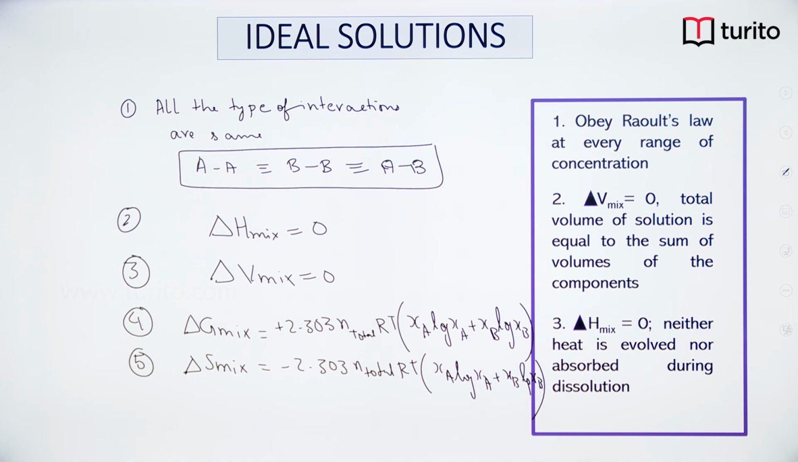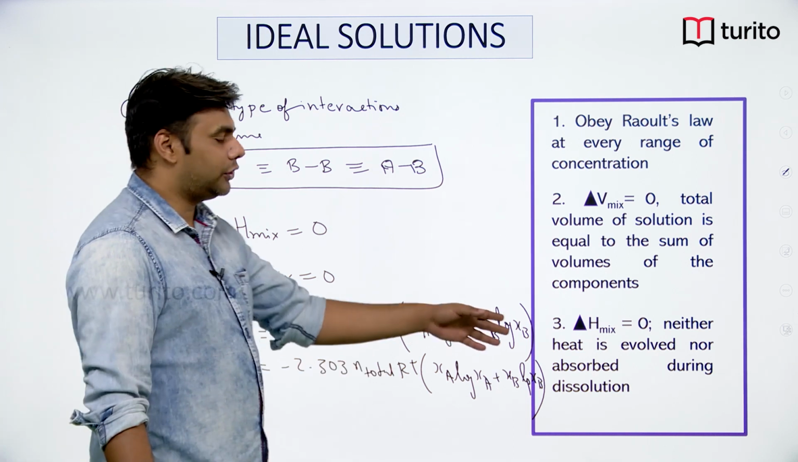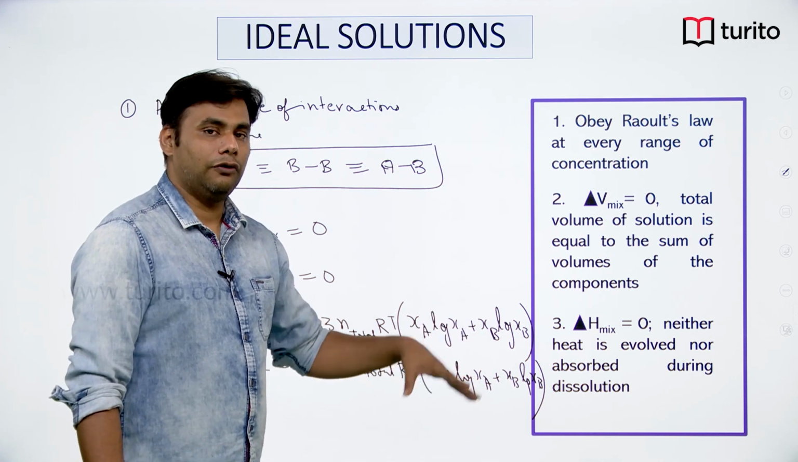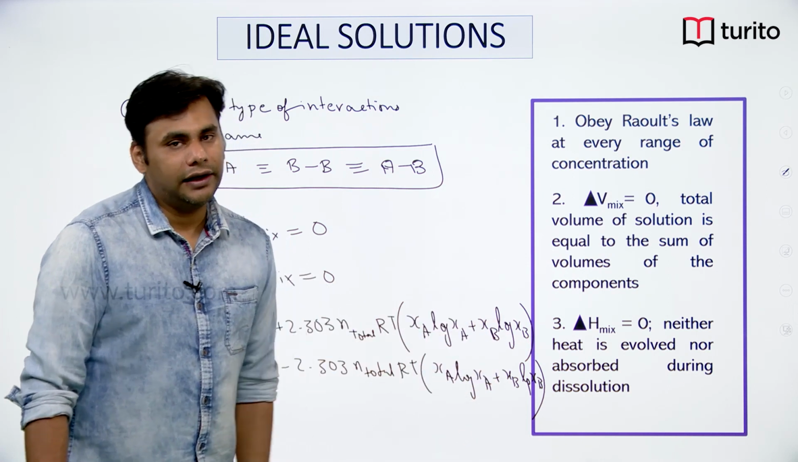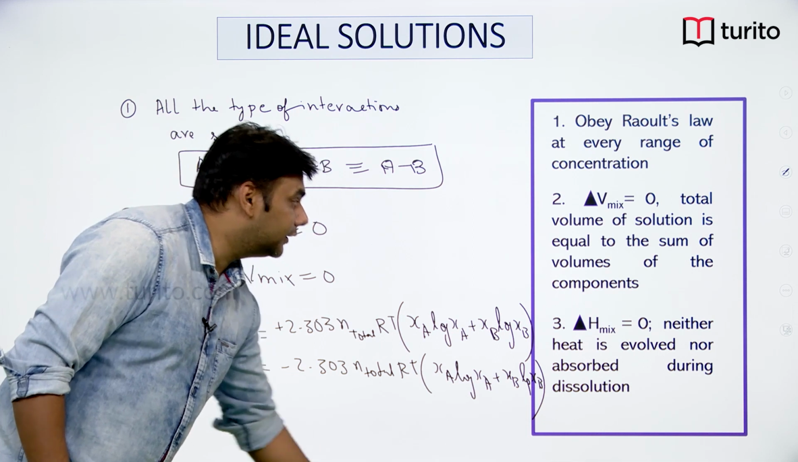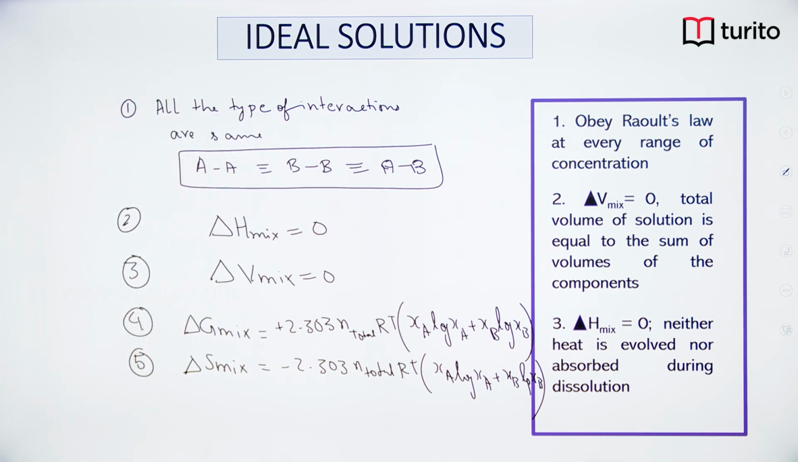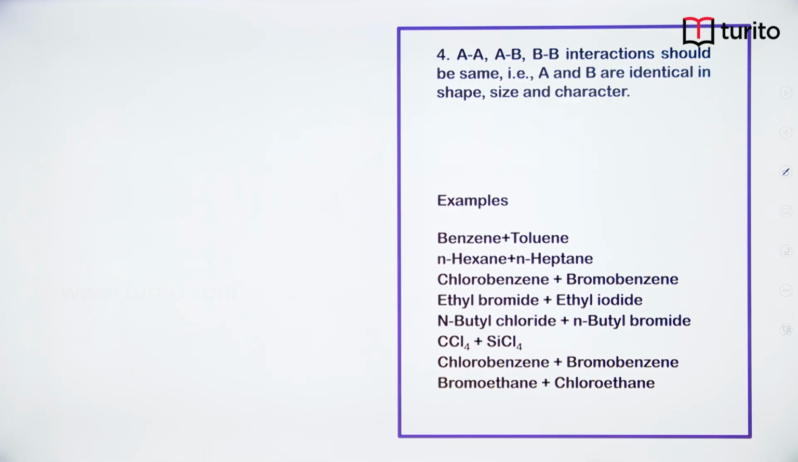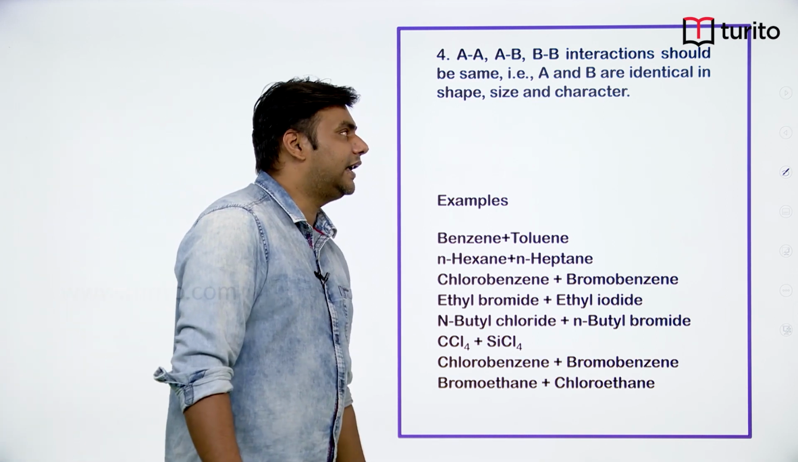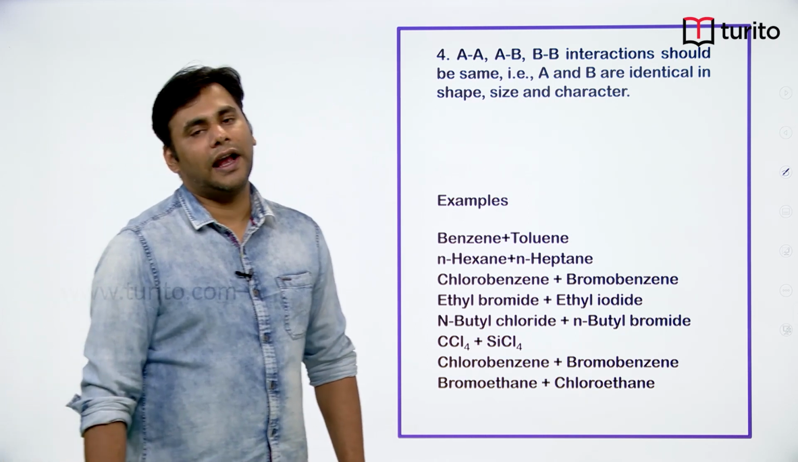Okay, so just write it down quickly. So we'll say that because delta H is equal to 0, when we are mixing these two liquids to form a solution, neither heat is released nor heat is absorbed during dissolution of these two liquids. Okay, so hope you have written this now. So we have already said that AA, AB, BB interaction should be the same, that is A and B are identical in shape, size and character.